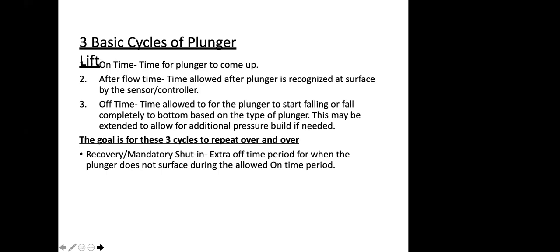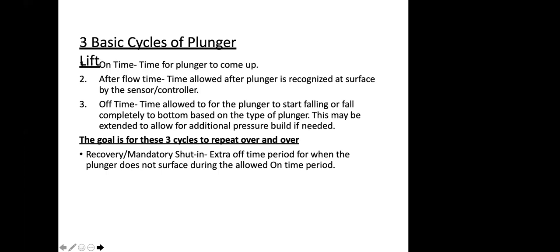The second basic cycle is afterflow time. So this is the time allowed after the plunger has come up, after your sensor has seen the plunger, and you're going to go ahead and continue to allow the well to flow. There are some wells, a lot of wells, that we don't afterflow at all or afterflow very little. There's some drier wells that require a lot of afterflow.